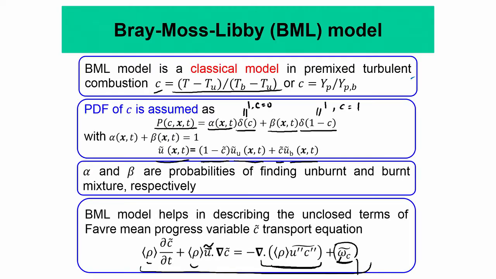So, I'll show you the problem here. These are the two unclosed terms that we need to take care of. Let's look into this term and these two terms separately. If we have a good model for these two terms, then the whole problem of the transport equation of the mean C is solved.